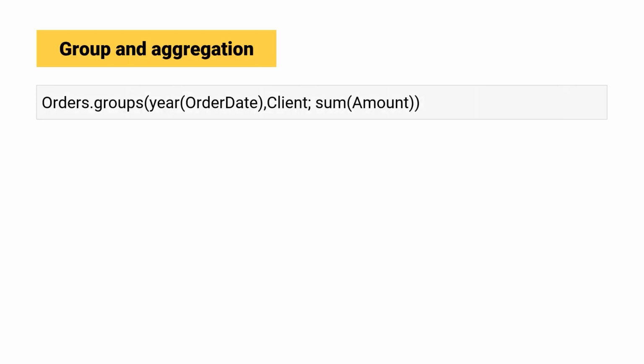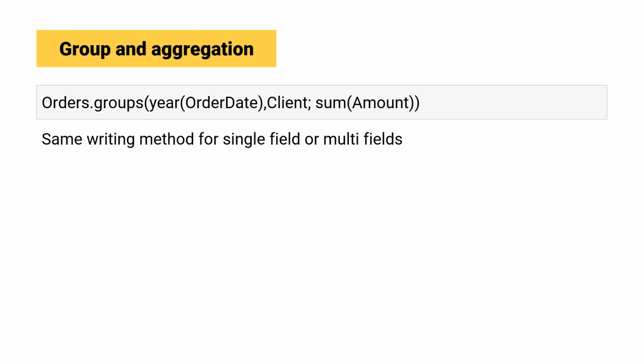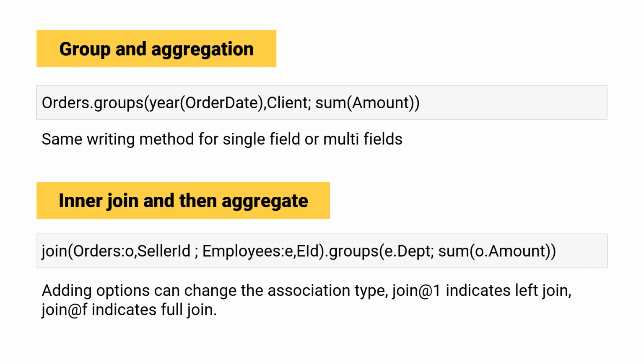Let's recall the previous example. Java requires writing two layers of nested and lengthy code when implementing two-field grouping and aggregation, which increases learning and usage costs. And the same calculation in SPL is like SQL. Whether it is single-field grouping or multi-field grouping, the writing method is the same. Similarly, the calculation of join and then aggregation in SPL is much simpler, compared to other high-level language codes. Similar to SQL, you only need to make slight changes to switch association types without changing other code, such as join@1 indicates left join, join@F represents full join.